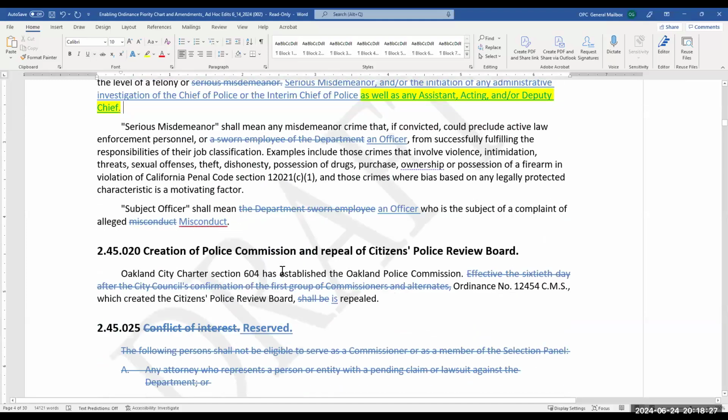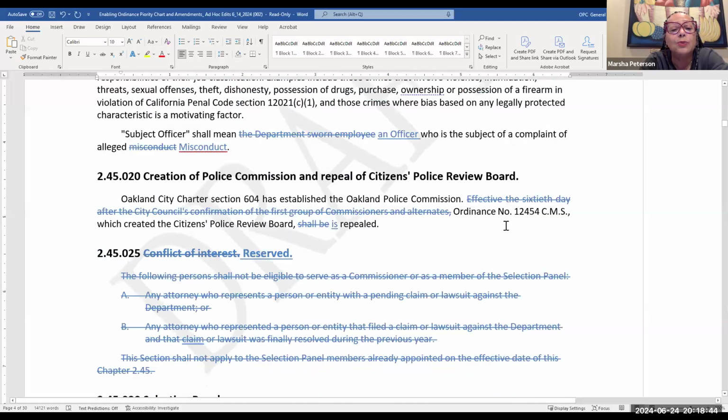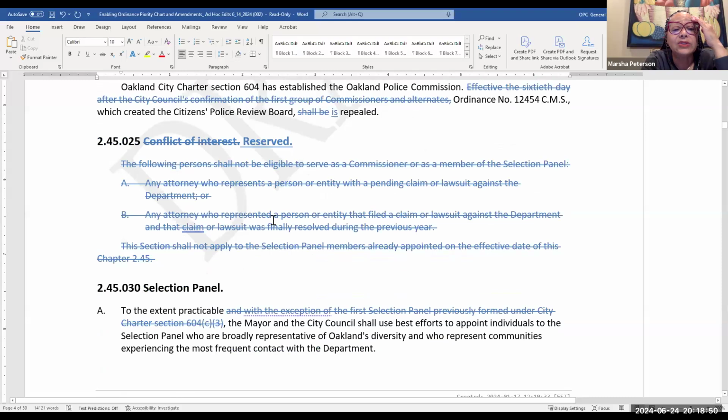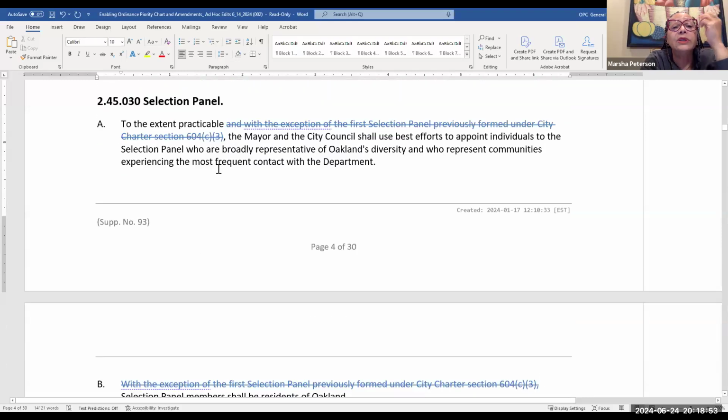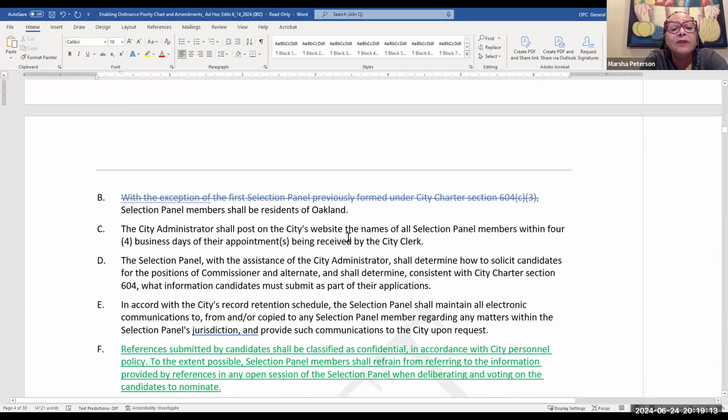Any other concerns with what we see on the screen right now? Serious misdemeanor, subject officer, creation of police commission and repeal of citizens review board. We know that had to go, so we're good there. Go down to the selection panel. To the extent practicable, the mayor and the city council should use best efforts to appoint individuals to the selection panel who are broadly representative of Oakland's diversity and who represent communities that experience the most frequent contact with the department. Do we have any problem with that?